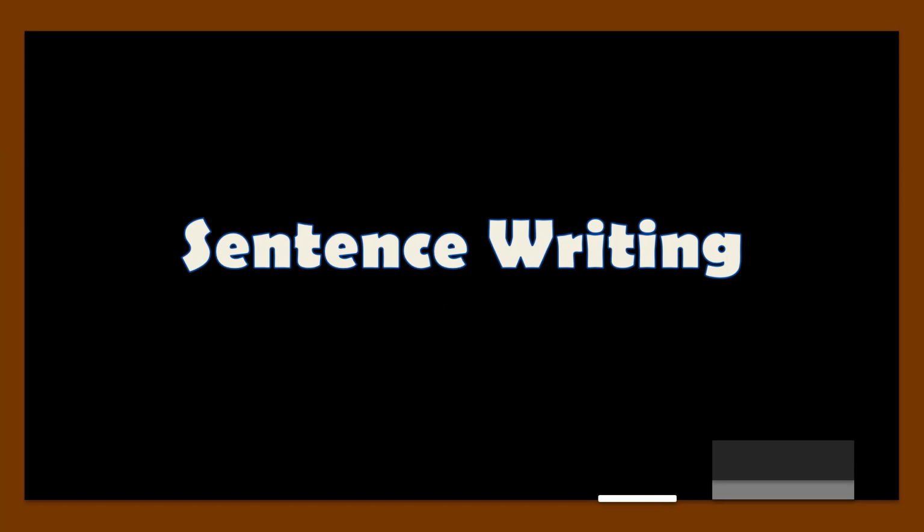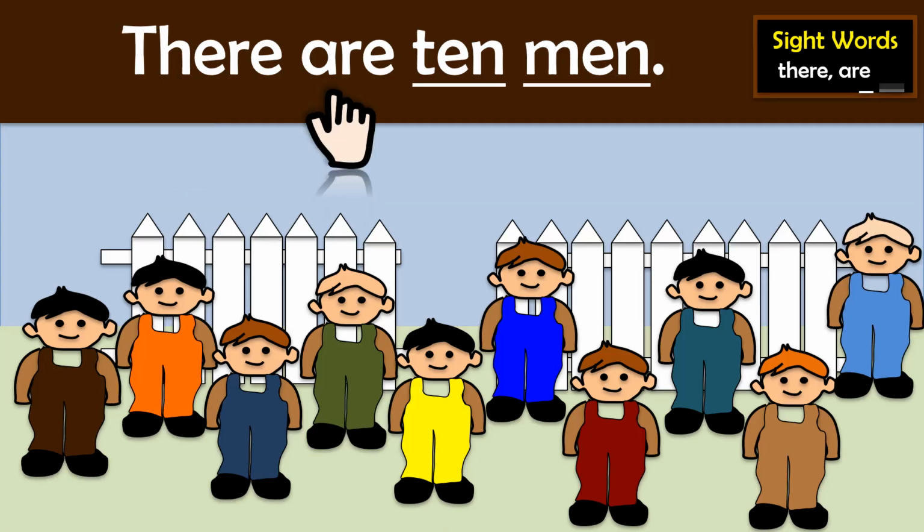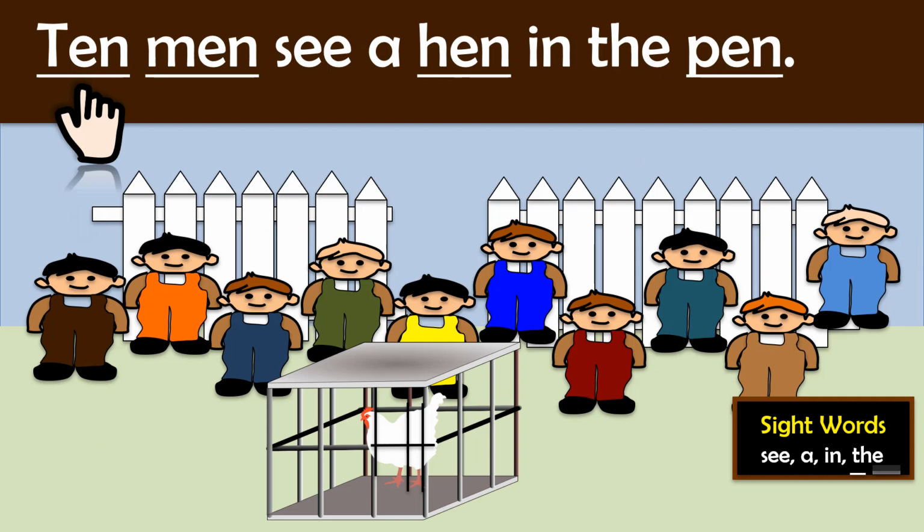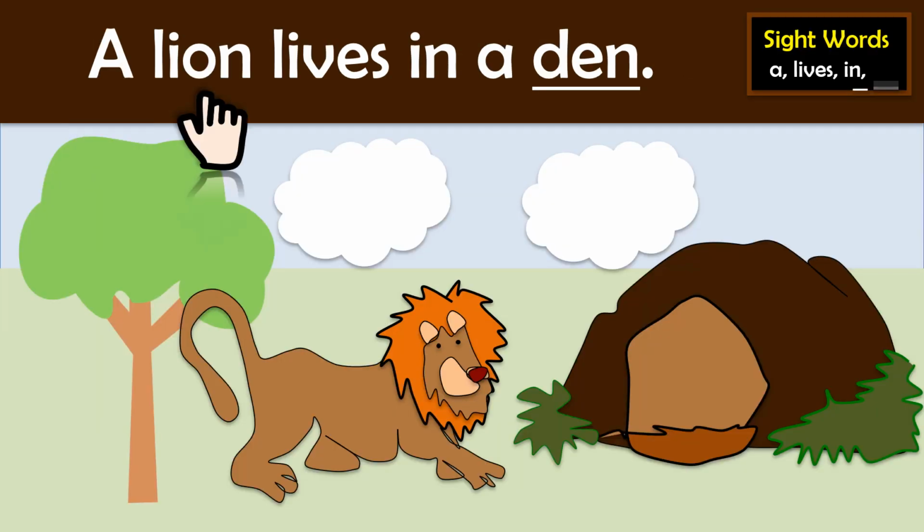Sentence writing. There are 10 men. Ten men see a hen in the pen. A lion lives in a den.